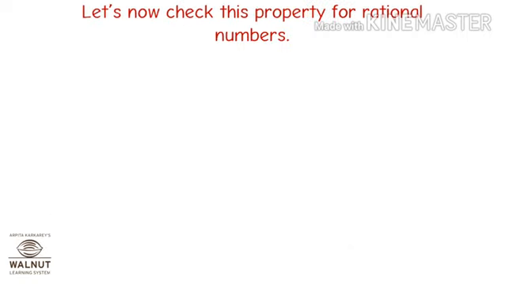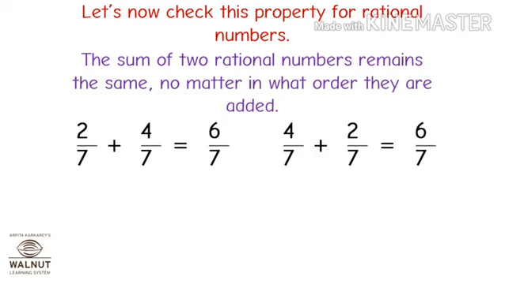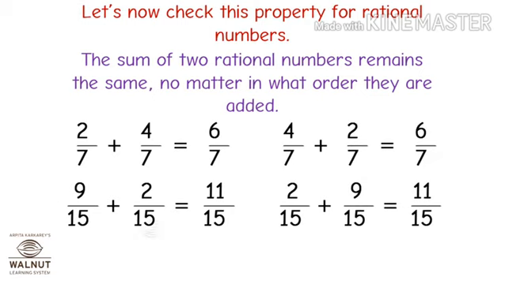Let's now check this property for rational numbers. The sum of two rational numbers remains the same no matter in what order they are added. 2 upon 7 plus 4 upon 7 is equal to 6 upon 7. 4 upon 7 plus 2 upon 7 is also equal to 6 upon 7. 9 upon 15 plus 2 upon 15 is equal to 11 upon 15. 2 upon 15 plus 9 upon 15 is also equal to 11 upon 15. So, addition is commutative.